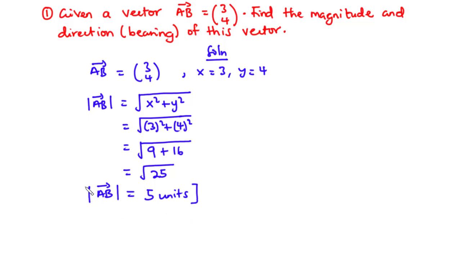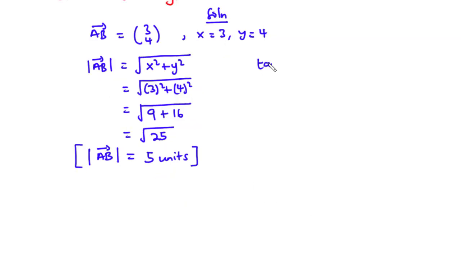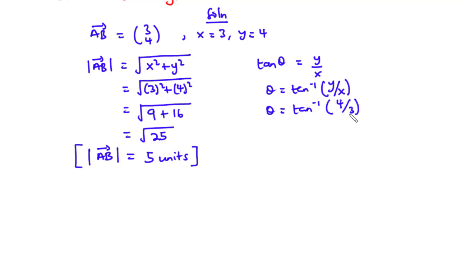Now let's find the direction. We said that for the direction, tan theta is equal to y over x, and theta is equal to tan inverse of y over x. The y component is 4 and the x component is 3. Therefore, theta is equal to tan inverse of 4 over 3, which is 53 degrees. Mind you, this is the angle the vector makes with the x-axis.